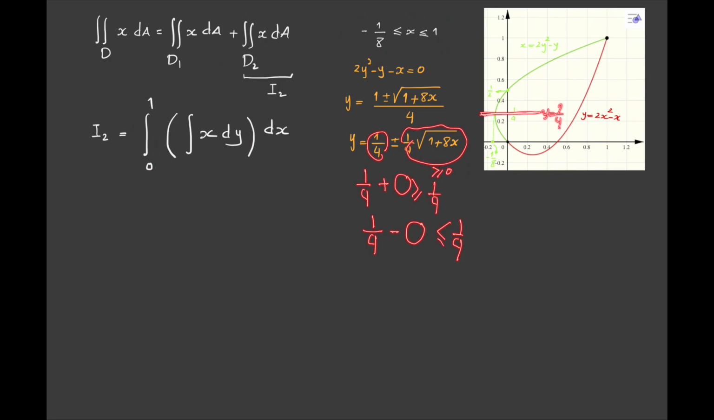So this means that the branch whose values of y are greater than 1 over 4, which is this branch, is represented with this equation with positive sign, and the other branch is represented by the same equation with negative sign. So that is crucial.